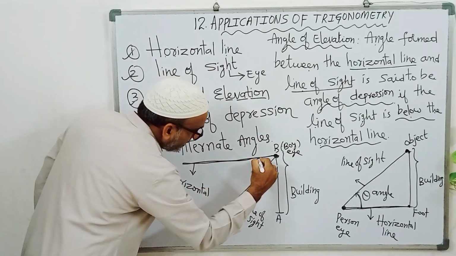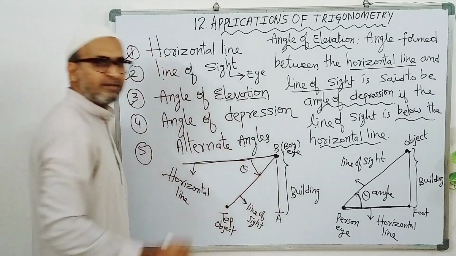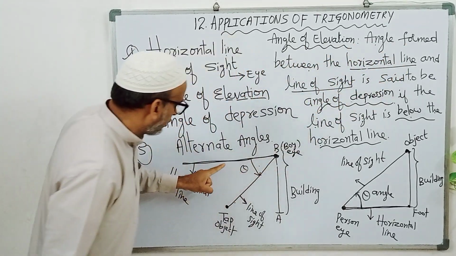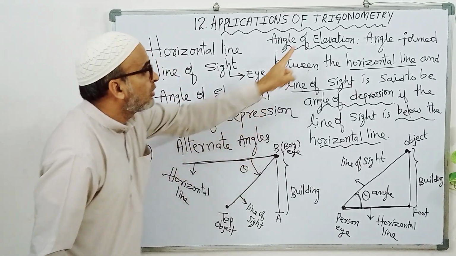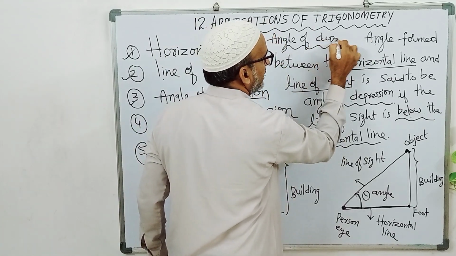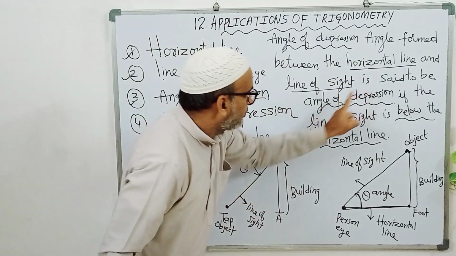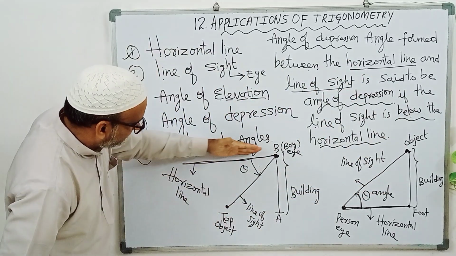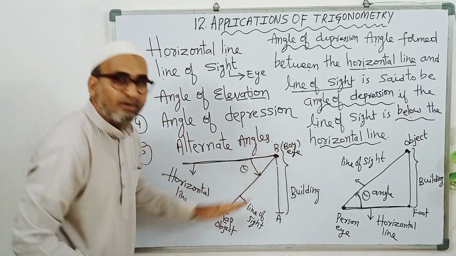Now with this horizontal line and this line of sight, in between these two, an angle is formed. The angle formed between the horizontal line and the line of sight is said to be the angle of depression, when the line of sight is below the horizontal line. This is the horizontal line, and below this the line of sight is there.